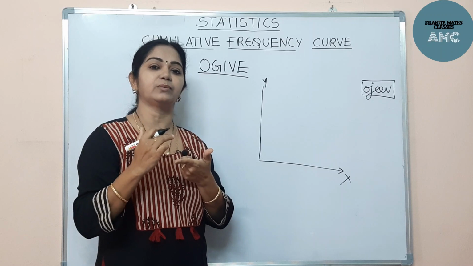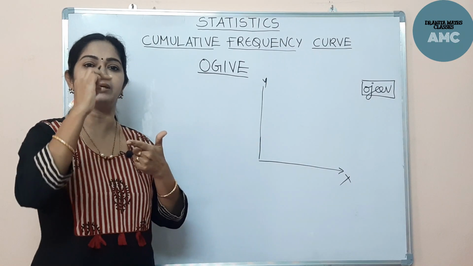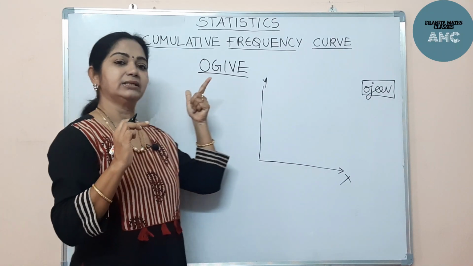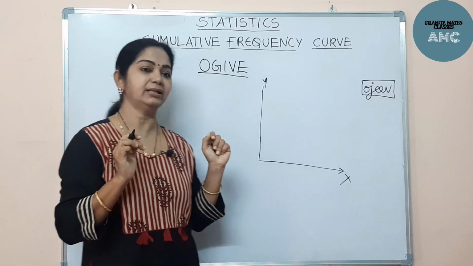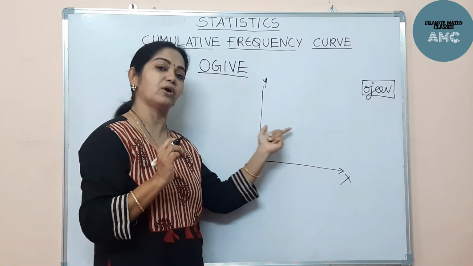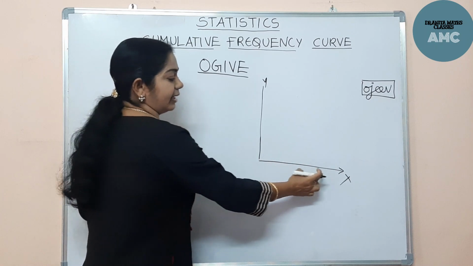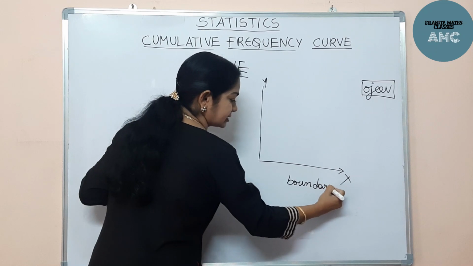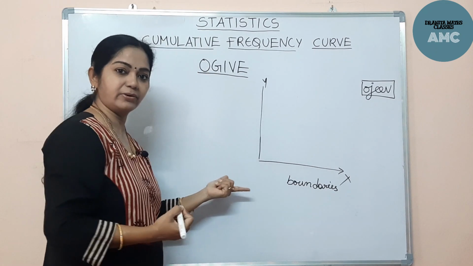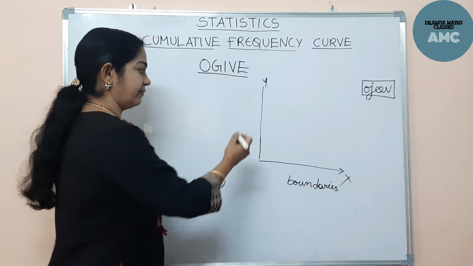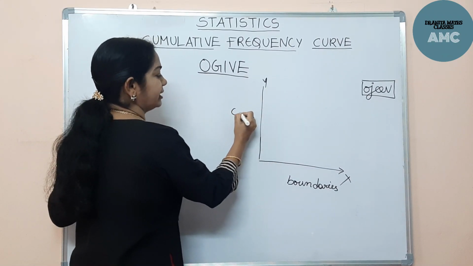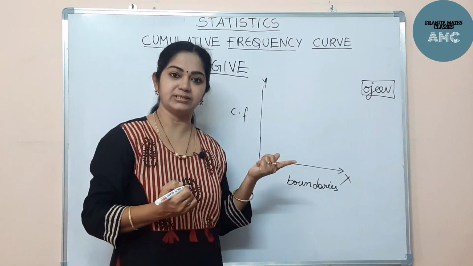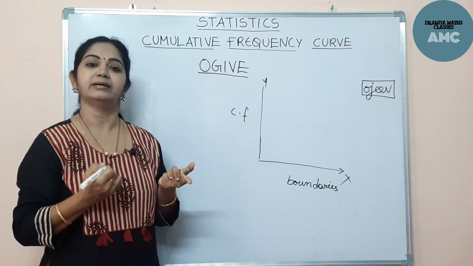How to write the cumulative frequencies? We have learned in a previous session: just summing one frequency at a time, we will be getting the cumulative frequencies. After developing the cumulative frequency table, we will go for plotting the graph. We will take on the x-axis the boundaries, that is upper boundaries or lower boundaries, and on the y-axis the cumulative frequencies. Now there are two types of cumulative frequencies, the less than type and the greater than type.